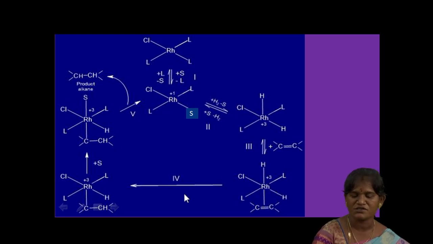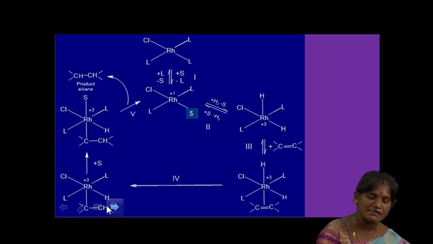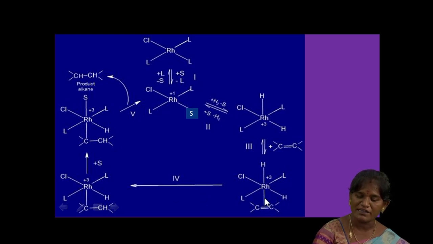In the fourth step, insertion of olefin takes place. Here the olefin is inserted into the metal hydrogen bond, so it will form the metal alkyl complex, Rh-CH2CH3. The olefin is inserted between the rhodium and the hydrogen, so hydrogen is added to this carbon, and it forms the metal alkyl complex.